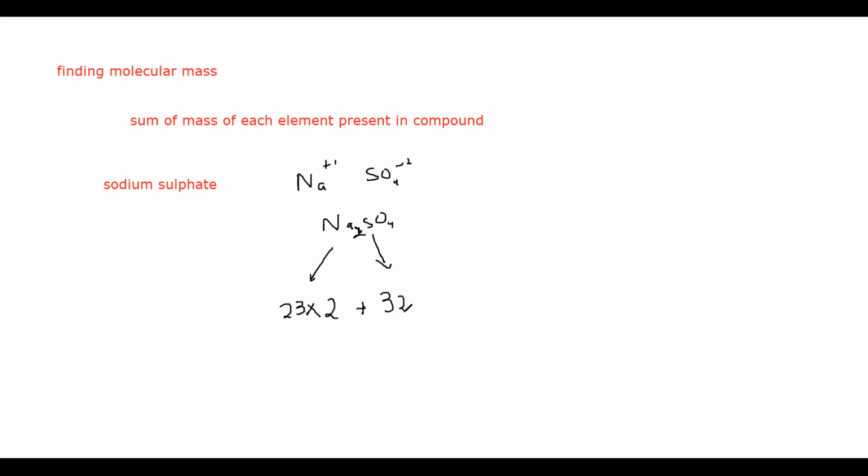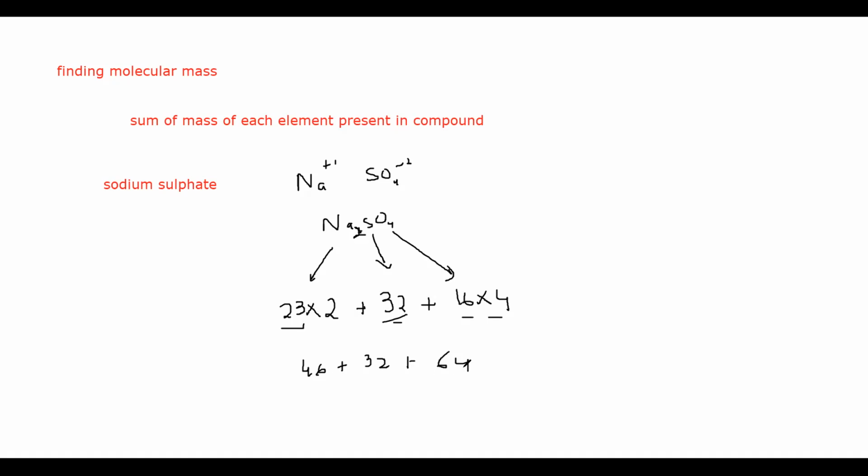Sulfur is 32. And there is only one sulfur, so we don't have to multiply by any number. Plus oxygen is 16. Multiply by how many oxygen atoms are there? 4. So I'll multiply by 4. Why did I multiply sodium by 2? Because there are two atoms of sodium. Sulfur is 32, and I did not multiply by any number because there is only one sulfur. And oxygen is 16, multiplied by 4. So 23 multiplied by 2 is 46, plus 32, plus 16 multiplied by 4, which is 64.